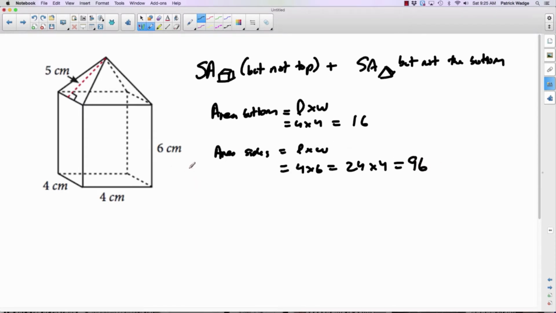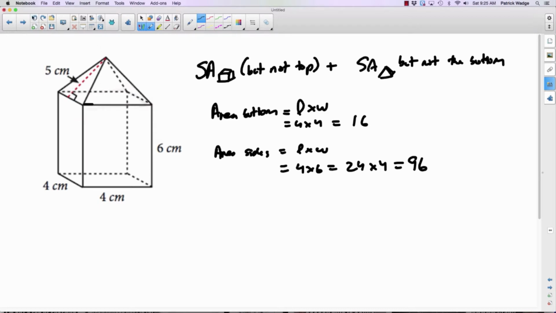Now what we need to do is to get the area of all the faces of the pyramid. Well, again, look, all those triangles, because this pyramid's made up of 4 triangles, they're all the same. It has a base of 4 in this triangle, a base of 4 in this triangle, a base of 4 in this triangle, a base of 4 in this triangle.